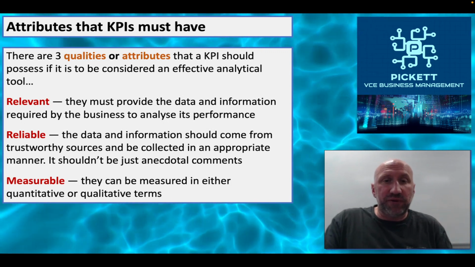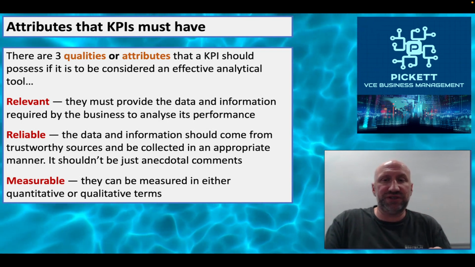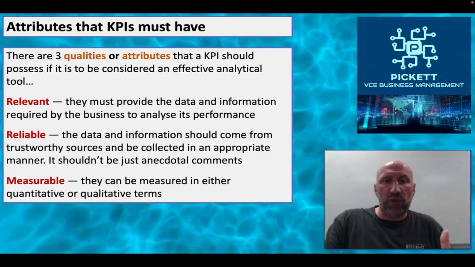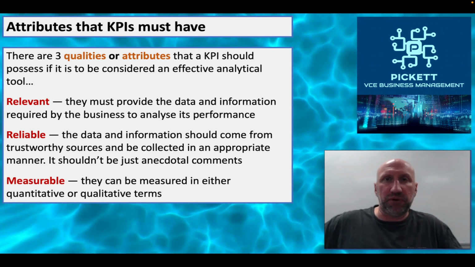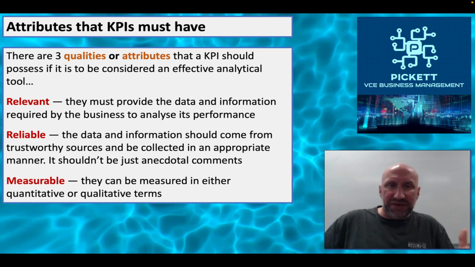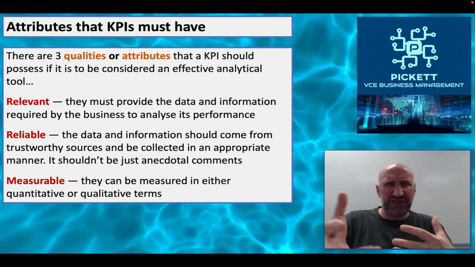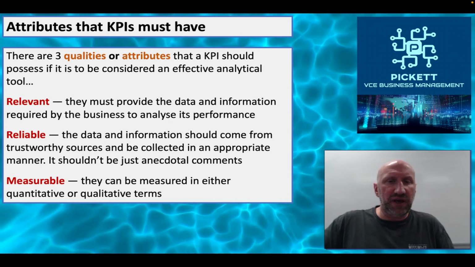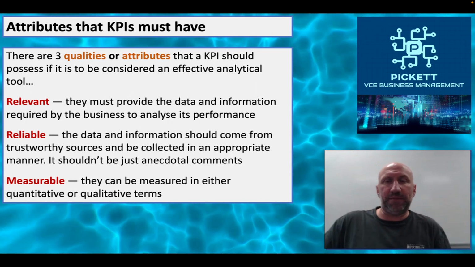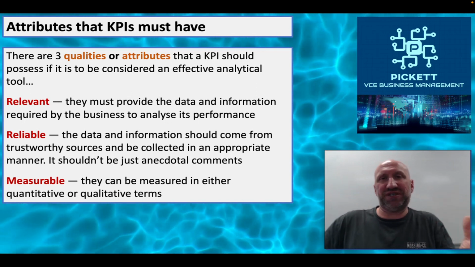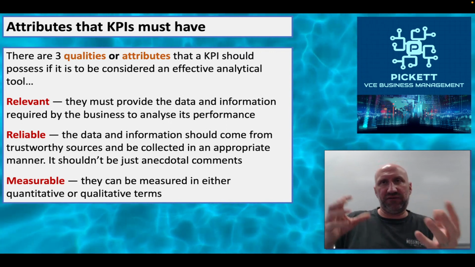It must be reliable. Okay, so the data and the information must come from trustworthy sources, and it must be collected in an appropriate way. It shouldn't be based just on anecdotal comments by employees or customers or whatever. It needs to be reliable. Okay, and I guess as we go through these KPIs, these will become more apparent and more obvious. It must be measurable. Okay, we're talking about measuring things. So we must be able to measure the data either quantitatively or qualitatively. So quantitatively using numbers, qualitatively through other means.